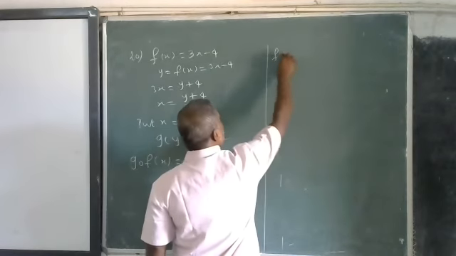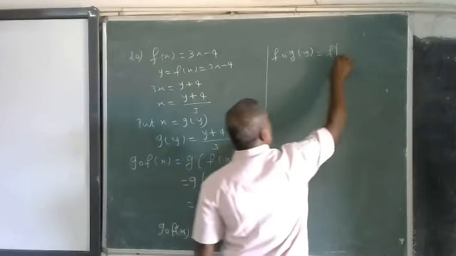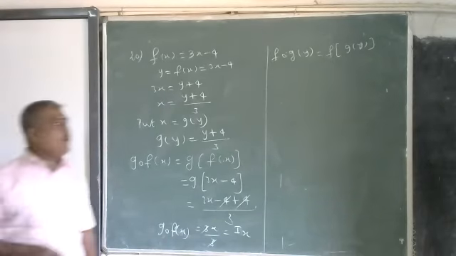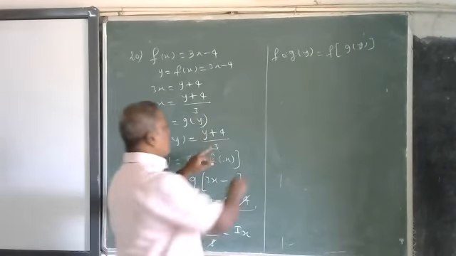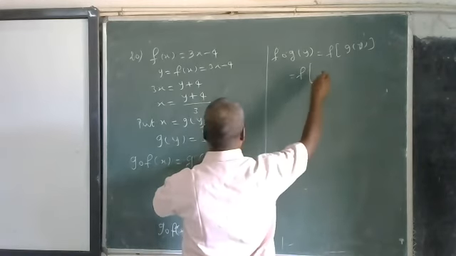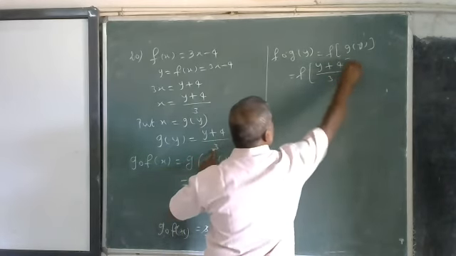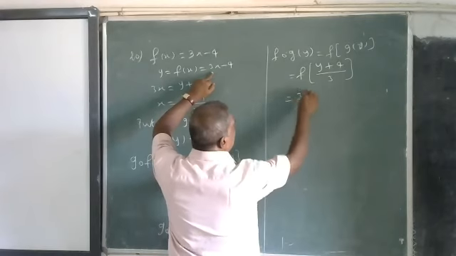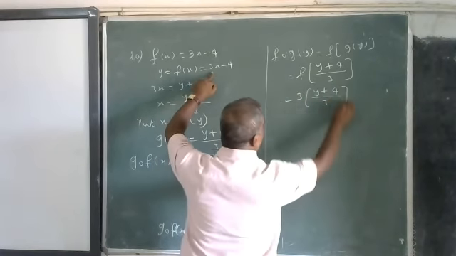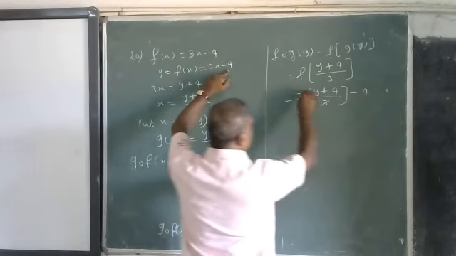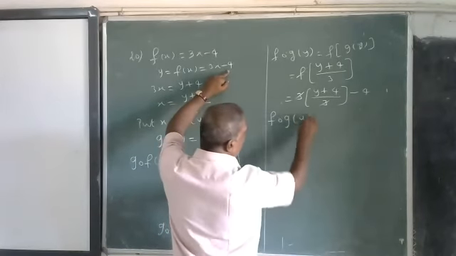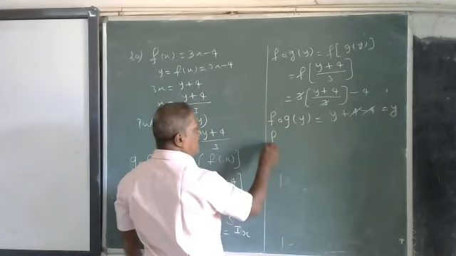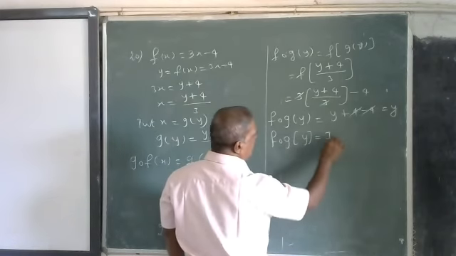f dot g of y equals f into g of y. What is g of y? g of y equal to (y plus 4) by 3. Then f of (y plus 4) by 3 equals 3 into ((y plus 4) by 3) minus 4. The 3 cancels with the 3, giving y plus 4 minus 4. So f dot g of y equals identity of y.